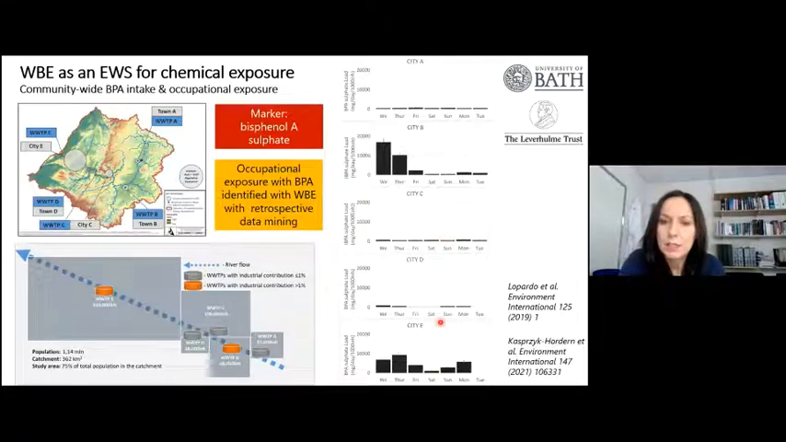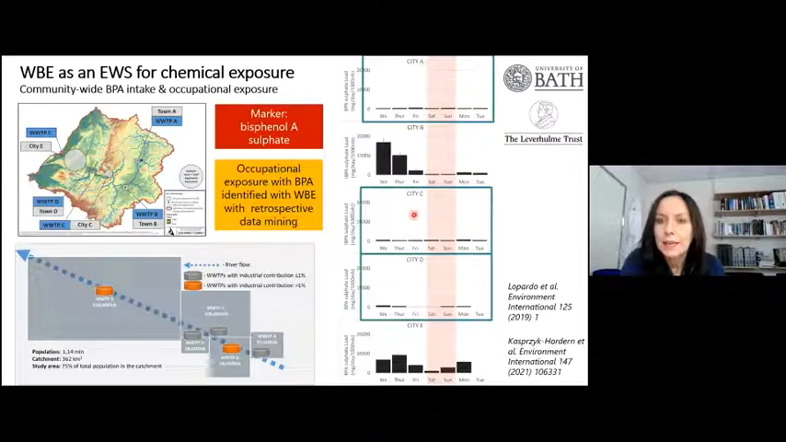So we looked at 5 cities, and you can see that cities A, C, and D, which are the cities that have only communal discharge, have very low exposure levels, alongside food safety authorities' standards. But you can see city B and E have really high levels, and in this case, we are looking at bisphenol A sulfate. It's not the parent compound, it's the indigenously formed metabolite. So this is our biomarker.